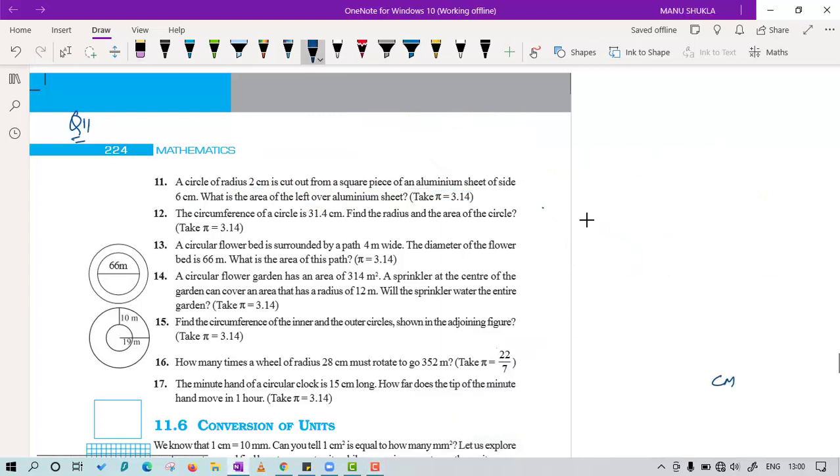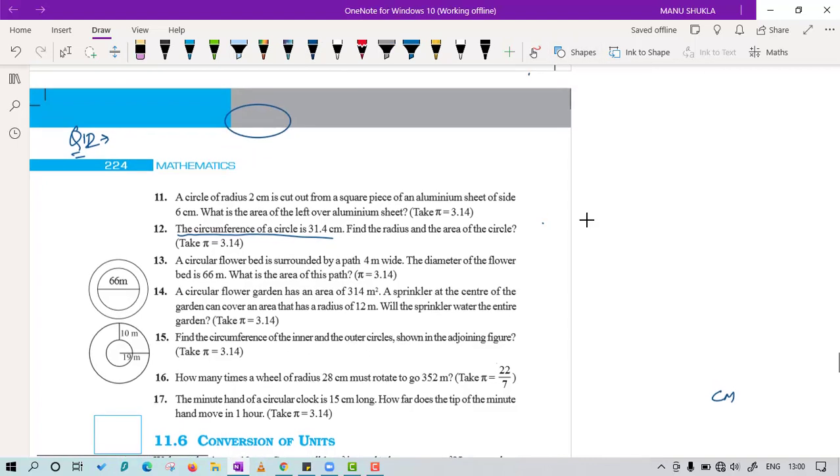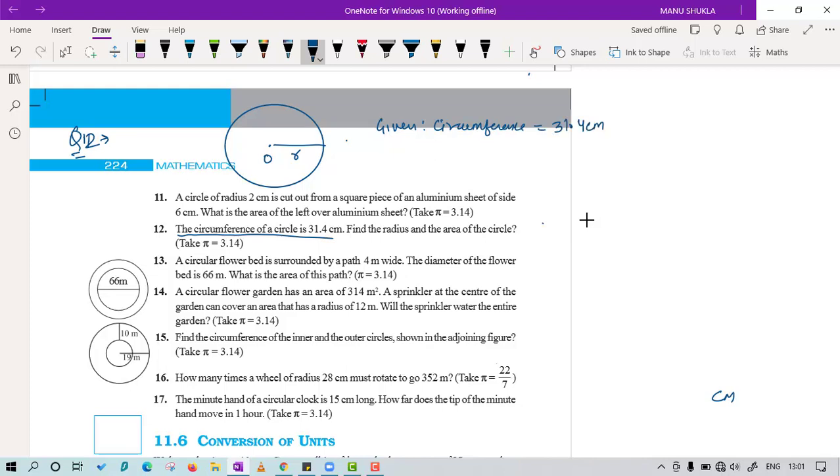Question number 12. The circumference of a circle is 31.4 centimeter. So before writing anything, let's draw the diagram. So this is a circle with center O and radius R. They are telling us, given to us, is the circumference of this circle is 31.4 centimeter. Find the radius of the circle. So we have to find the radius and then find the area. So this we have to find. Take pi equal to 3.14, very simple.